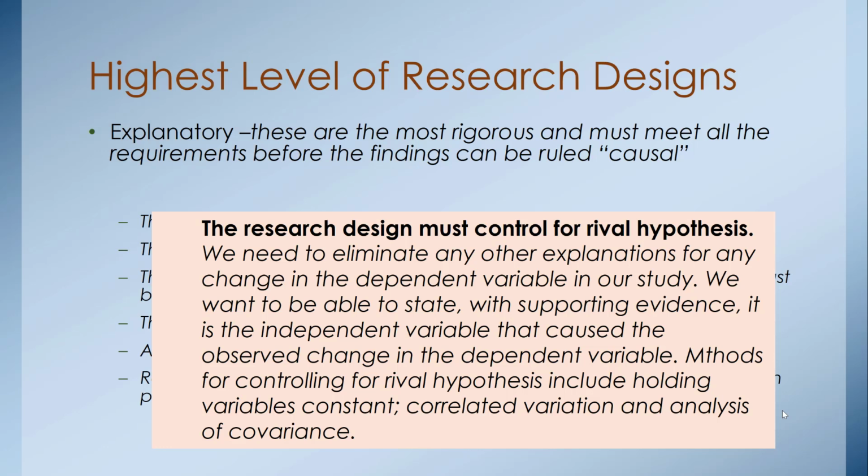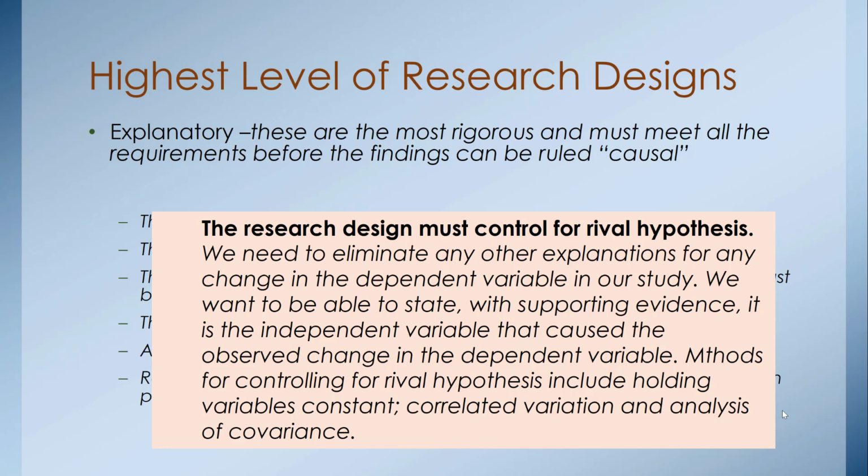Some of the methods that we do use for controlling this means holding variables constant, correlated variation, and analysis of covariance. Correlated variation and analysis of covariance are obviously statistical methods. Holding variables constant, there's some statistical analysis in that also, but we can also do that in terms of our sample population to try to hold some of those extraneous variables that would influence the outcome constant. And if a variable becomes constant, then it's no longer a variable. It doesn't change in any way, and therefore we hold it constant, and it no longer can explain any of the differences we see.